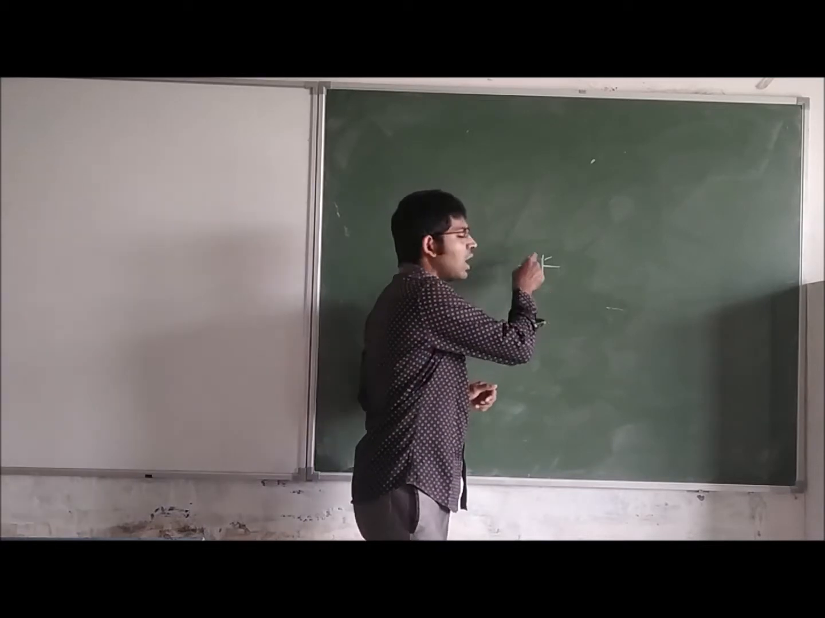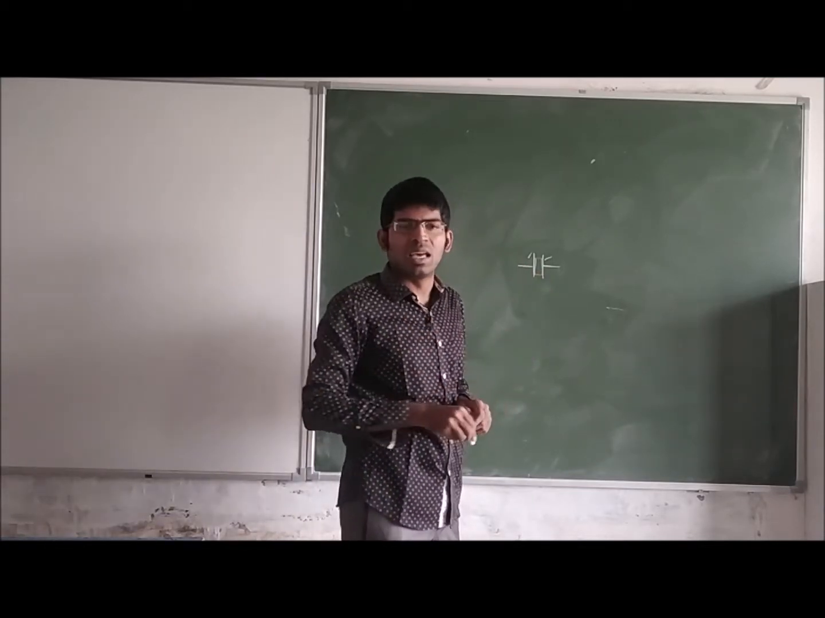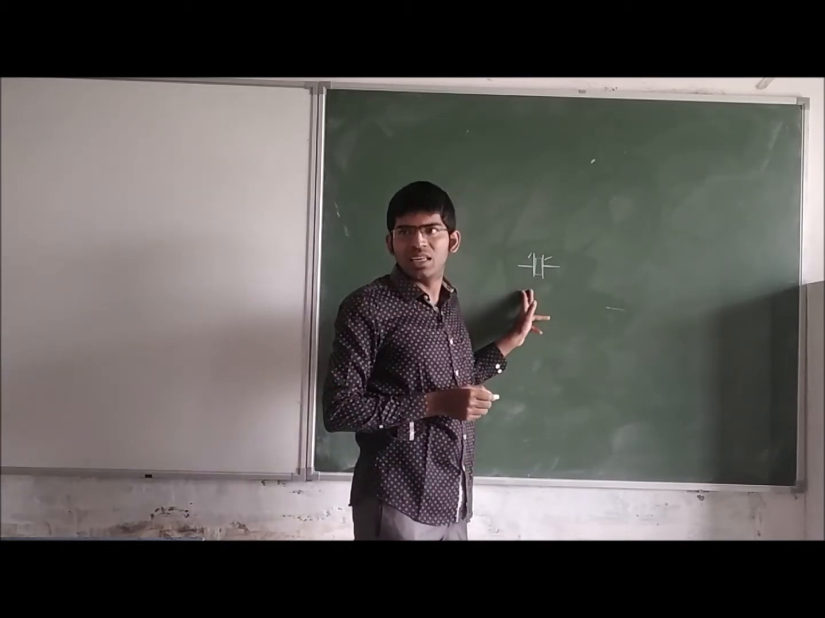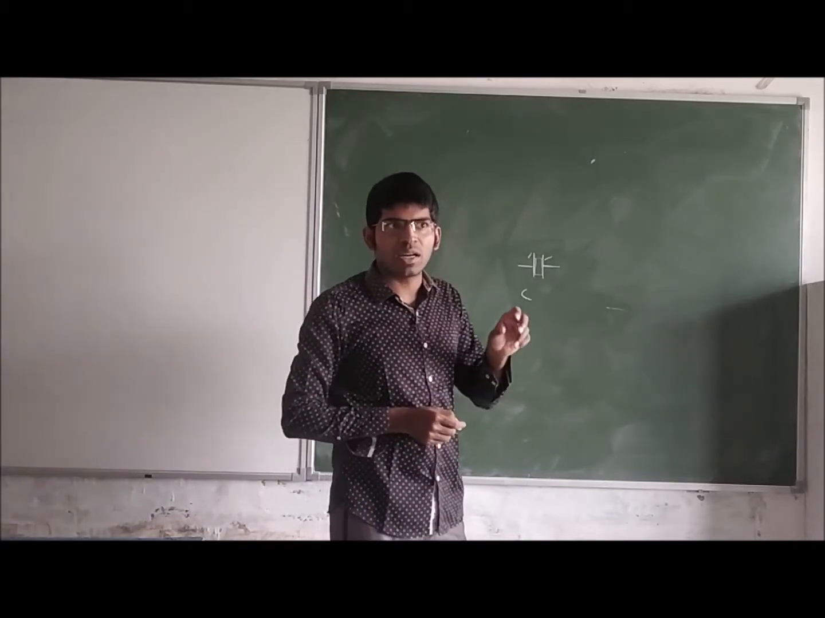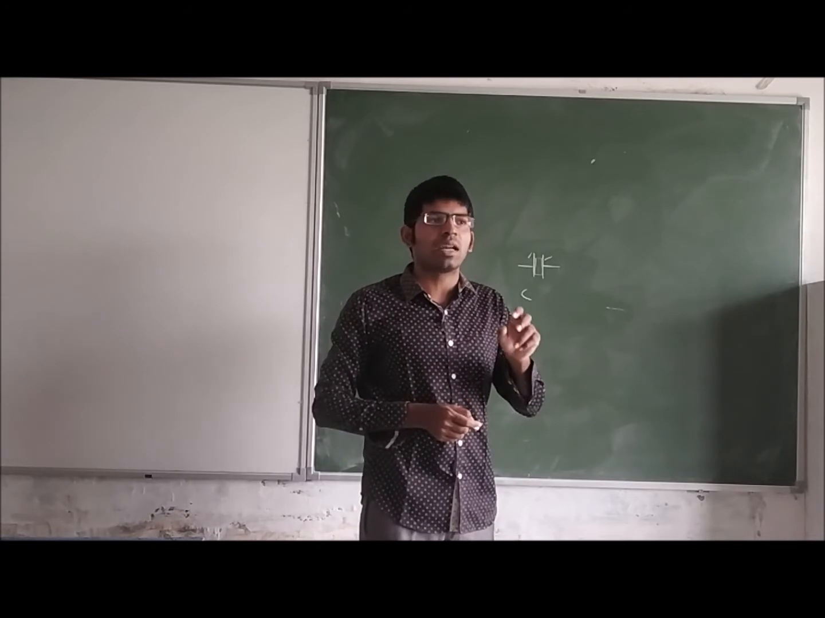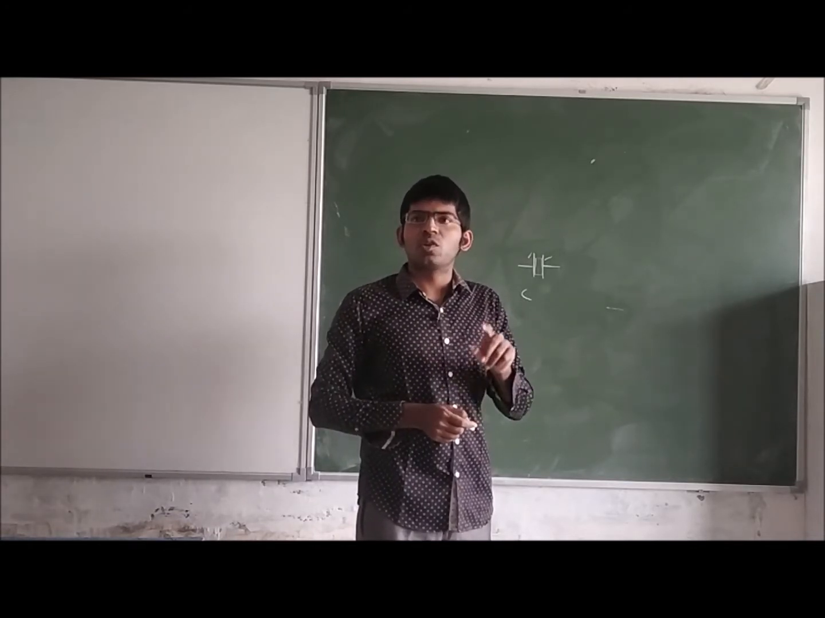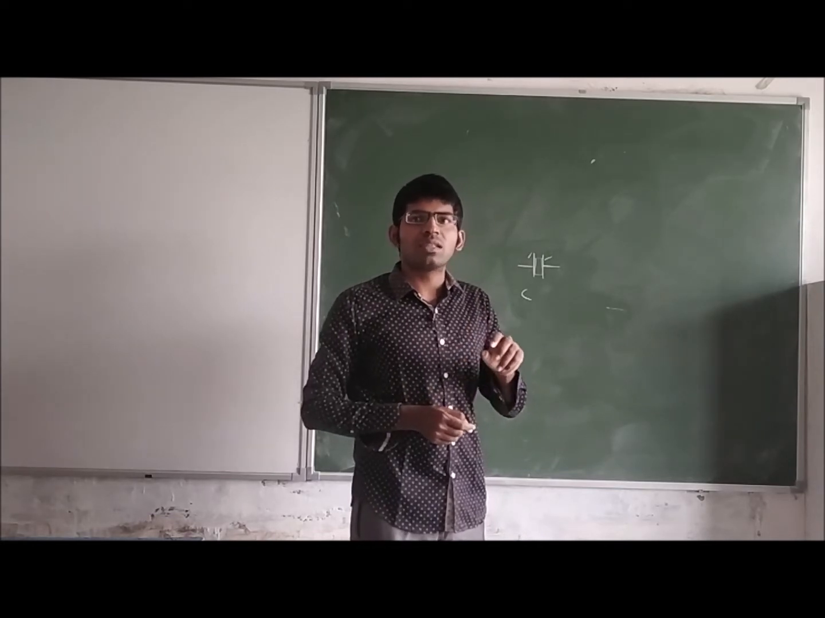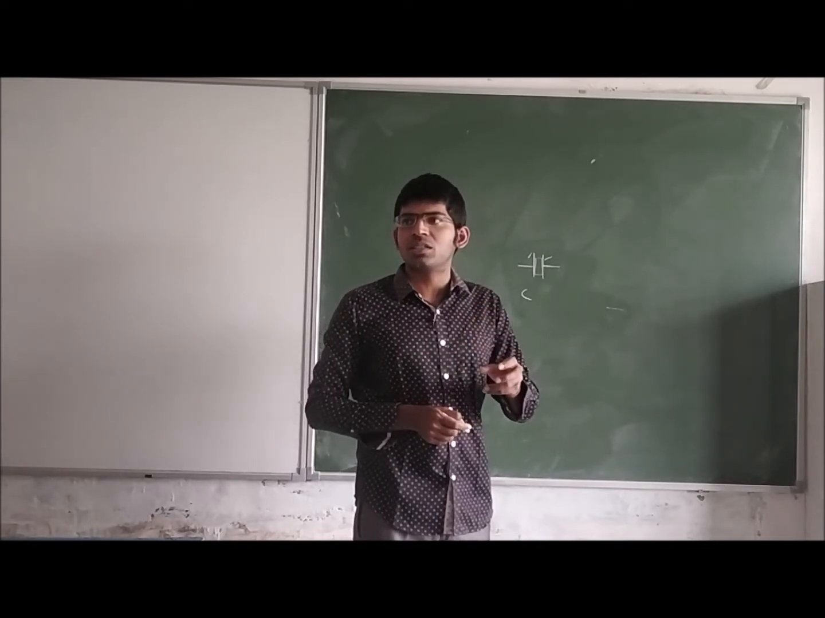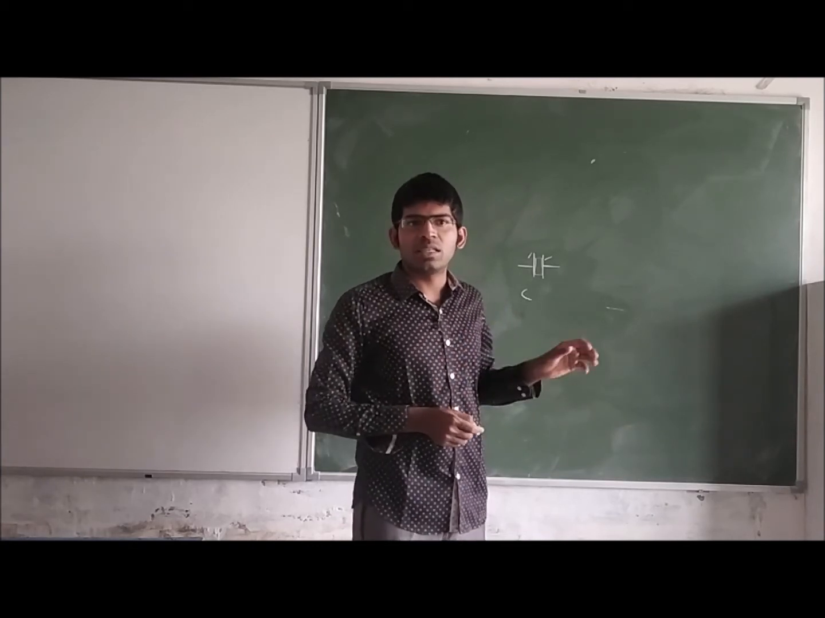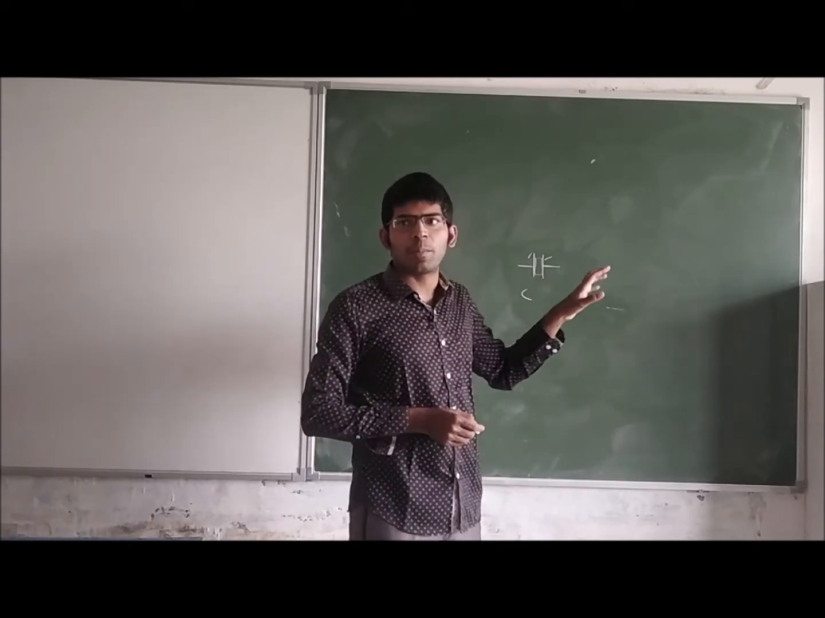This capacitor offers a capacitance, which we represent with the letter C. When we connect a resistor in a circuit, we use the letter R. When we connect an inductor in the circuit, we use the letter L, where R is the resistance offered by the resistor, L is the inductance offered by the inductor, and C is the capacitance offered by the capacitor.